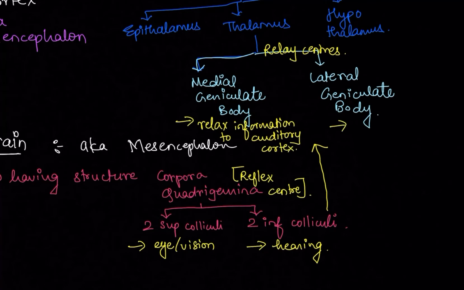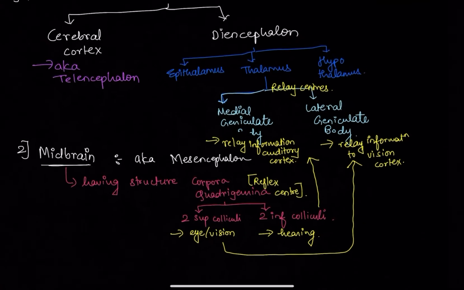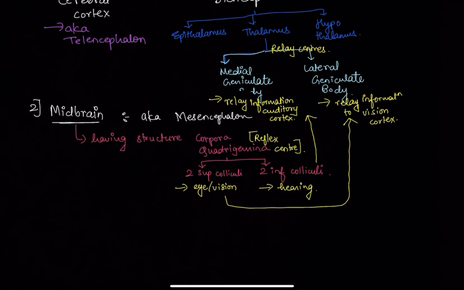The lateral geniculate body will get the information from the superior colliculi, vision, and will relay it. I wrote here relax, it is relay. So the lateral geniculate body will relay the information from the superior colliculi to the vision cortex. To where? To the vision cortex. Where is the vision cortex? That is the occipital lobe. I said that in the previous video, right? So understood with this? Okay.